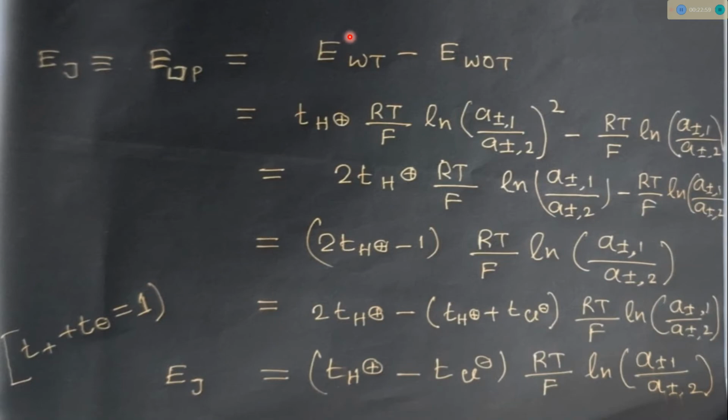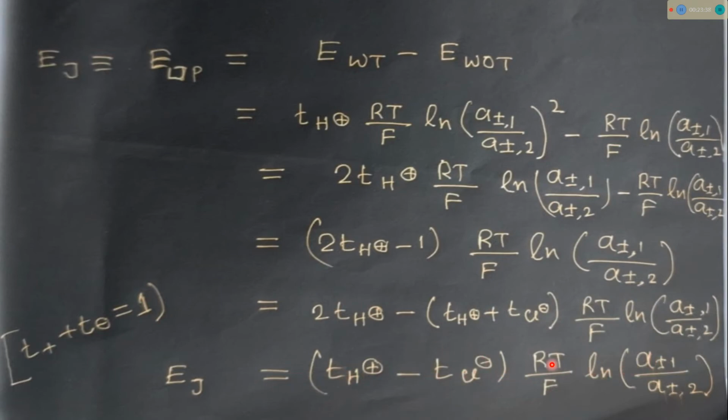If EMF with transport or without transport are not given, only the transport numbers of cation and anion are given, and the activity is already given in the cell, then we can also find the liquid junction potential. They have to give some value, like the transport number of H plus or the transport number of Cl minus. If they give only one transport number, then from T plus plus T minus equals 1, we can calculate the other transport number and put this value.